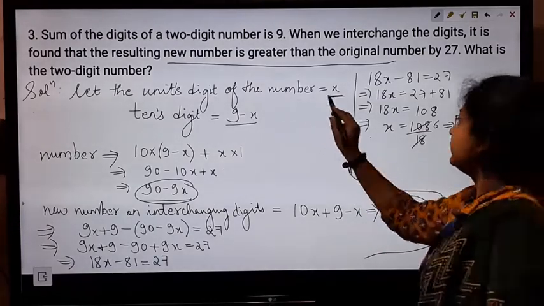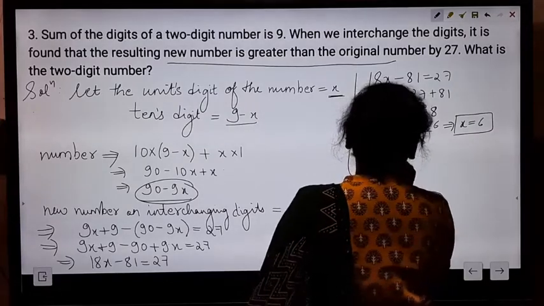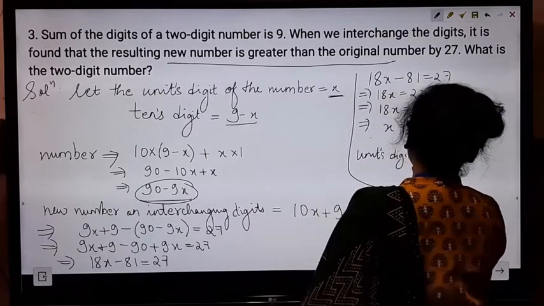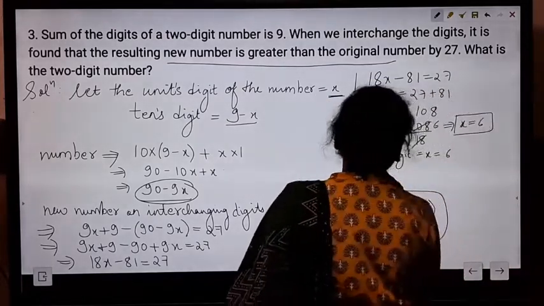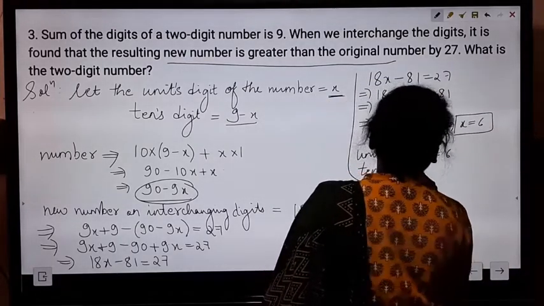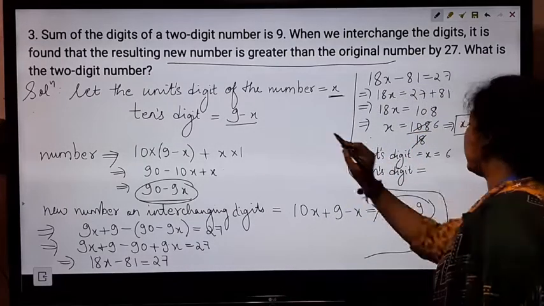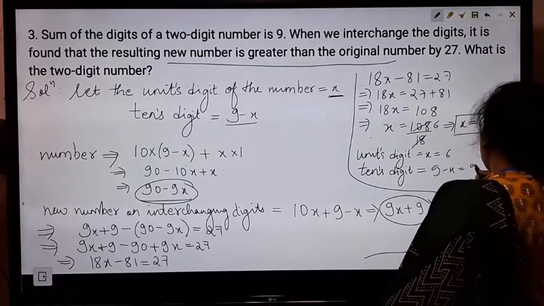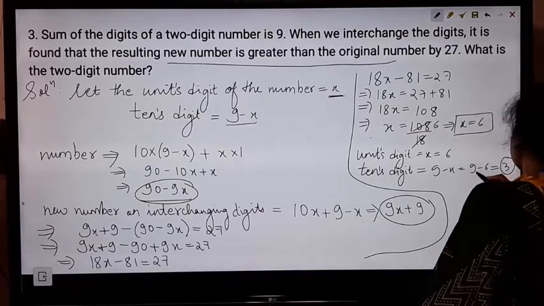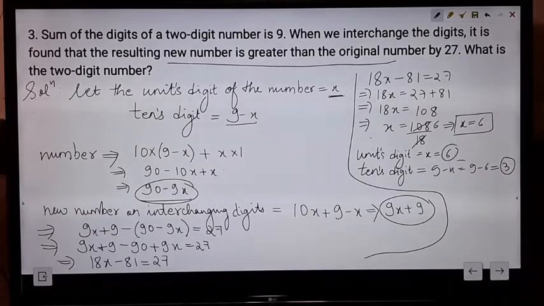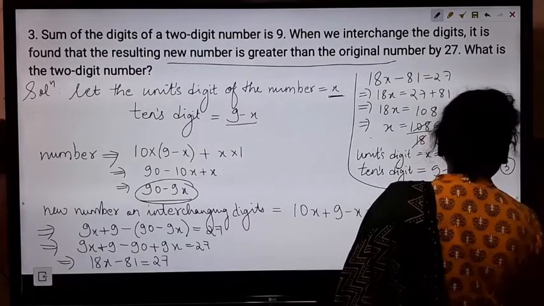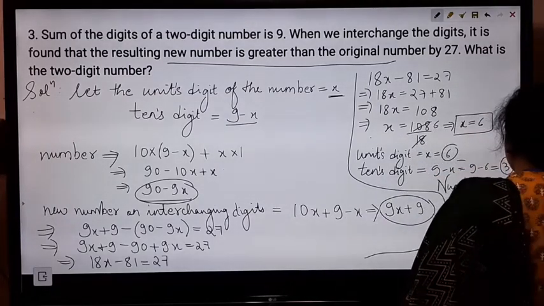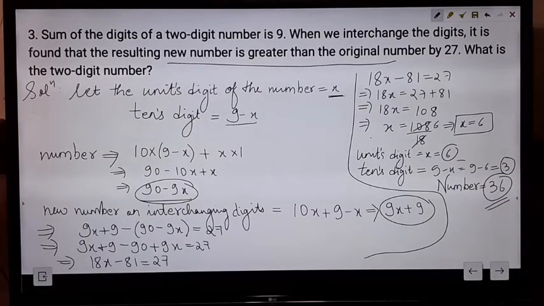So what will be the units digit? Units digit equal to x implies the unit digit is 6, and the tens digit should be 9 minus x, that is 9 minus 6, that is 3. So this is our units digit, this is our tens digit. So the number is 36. 36 is our number and this is the answer.